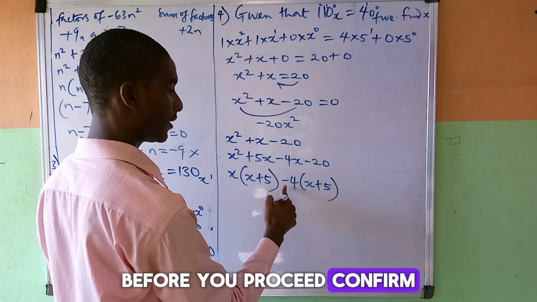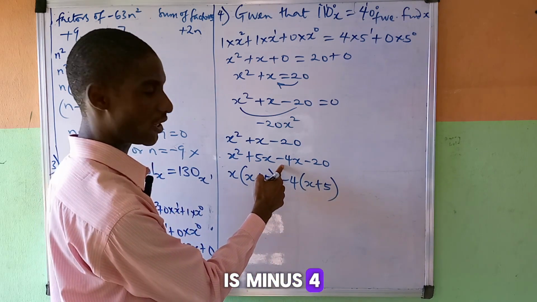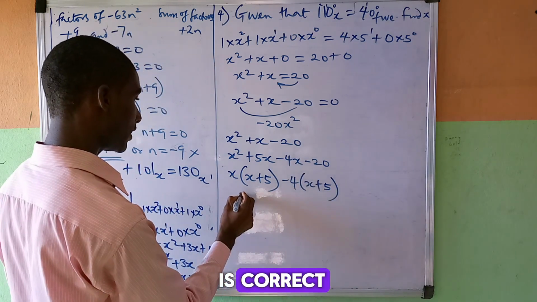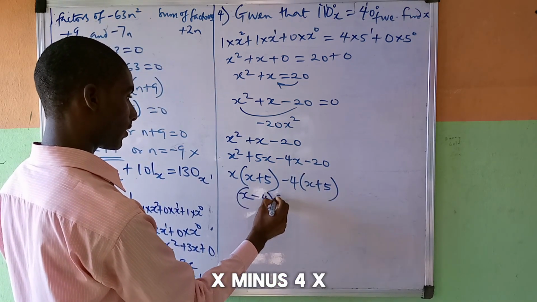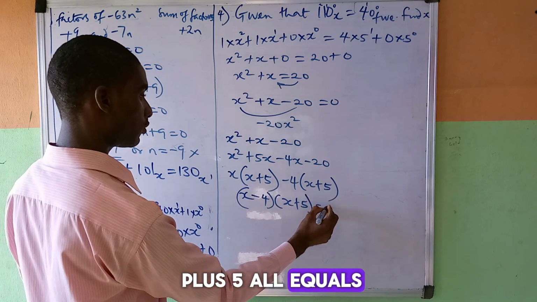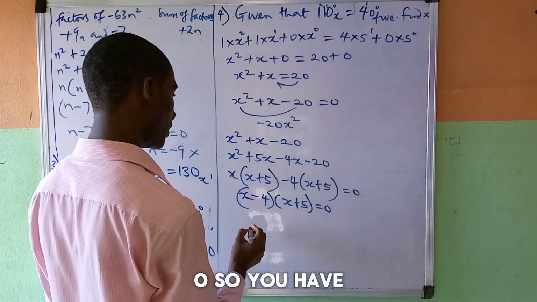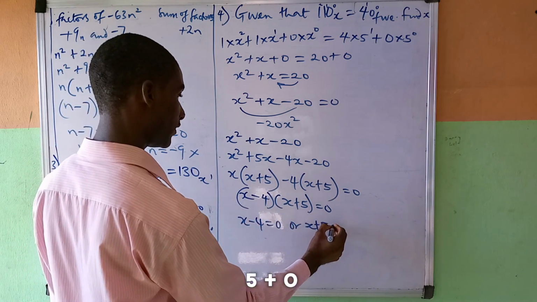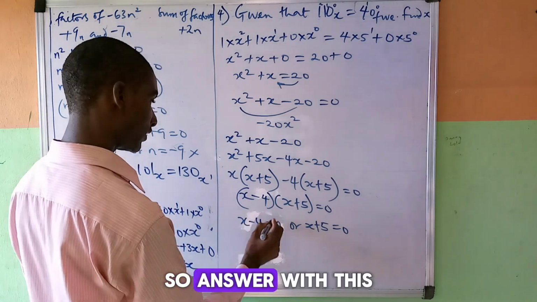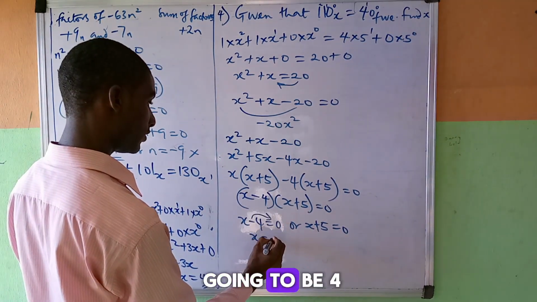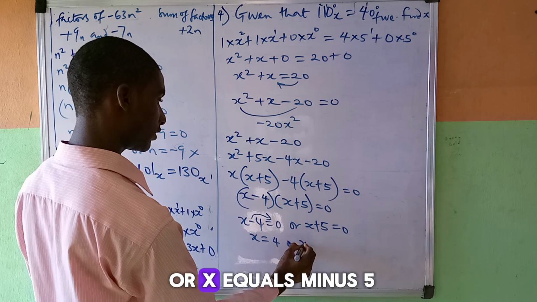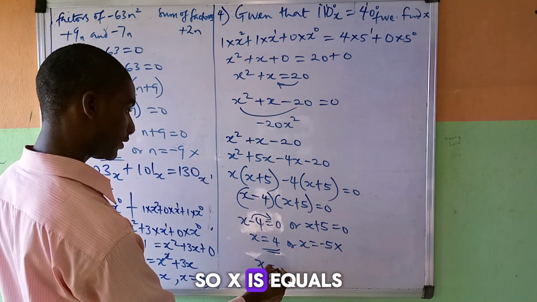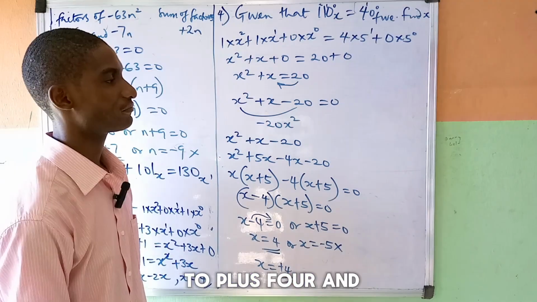Before you proceed, confirm. Minus x times 4 is minus 4x. Minus times plus is minus, 4 times 5 is 20. So it's correct. x minus 4, x plus 5, all equals 0. So you have x minus 4 equals 0, or x plus 5 equals 0. So our answer when this comes out, x is going to be 4, or x equal minus 5. x cannot be a negative value, so our x is equal to plus 4.